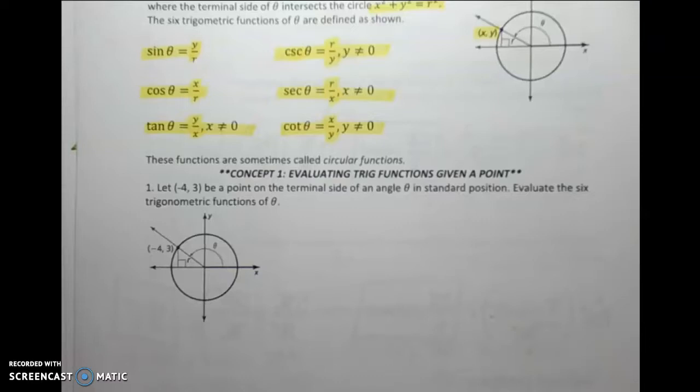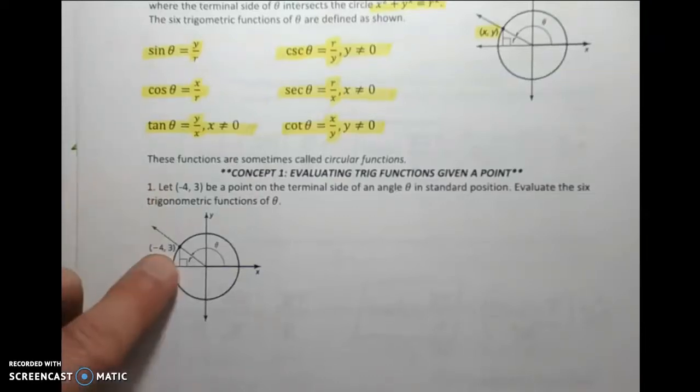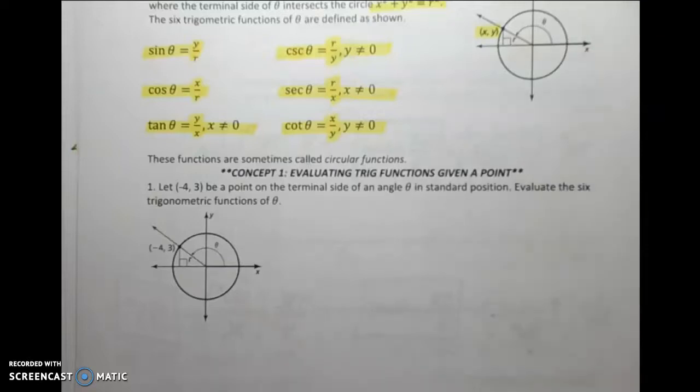Concept 1, evaluating trig functions given a point. We're going to let negative 4, 3, that ordered pair right there, be the point on the terminal side of our theta in standard position. Evaluate the 6 trig functions of theta. First things first, do we have r? No, we have to solve for r.